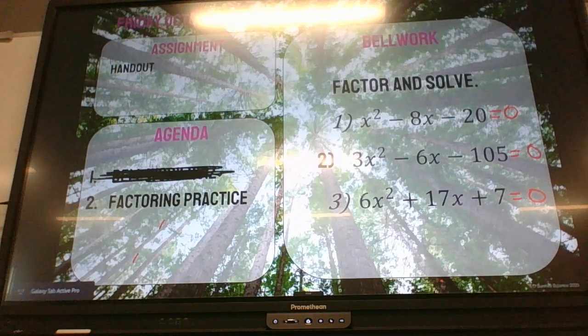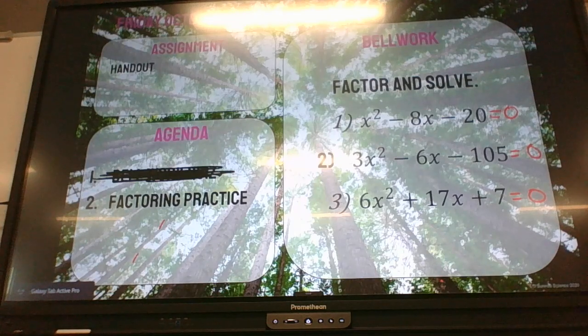So I list everything that multiplies to C. I start with 1: 1 times -20. Then I go to 2, the number's even, and I divide by 2: 2 times -10. Then I go to 3. I check in my calculator if I'm not sure. Your calculator is your friend here. If you're struggling with factoring, I suggest you hit the calculator. 20 doesn't divide by 3. 4, 20 divides by 4. 5, yep, I have 5 listed. 6, does 20 divide by 6? No. This is the list of all the things that multiply to -20. Then I look: which one of those will combine to make -8? 2 minus 10 equals -8. So those are the numbers that I'm going to work with.